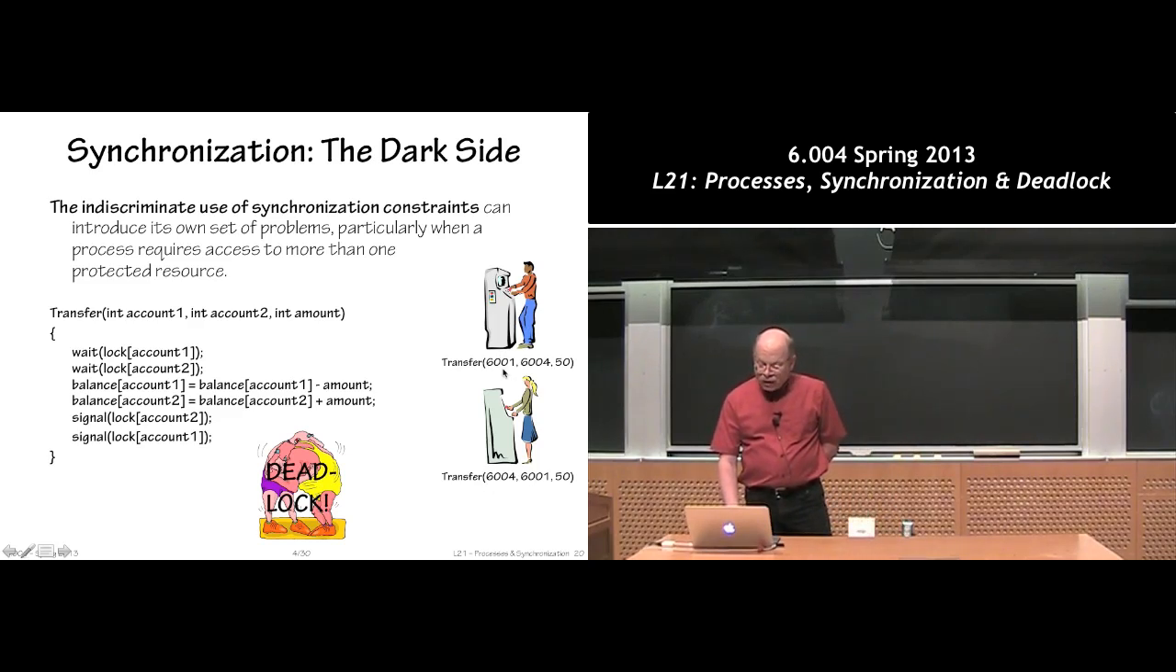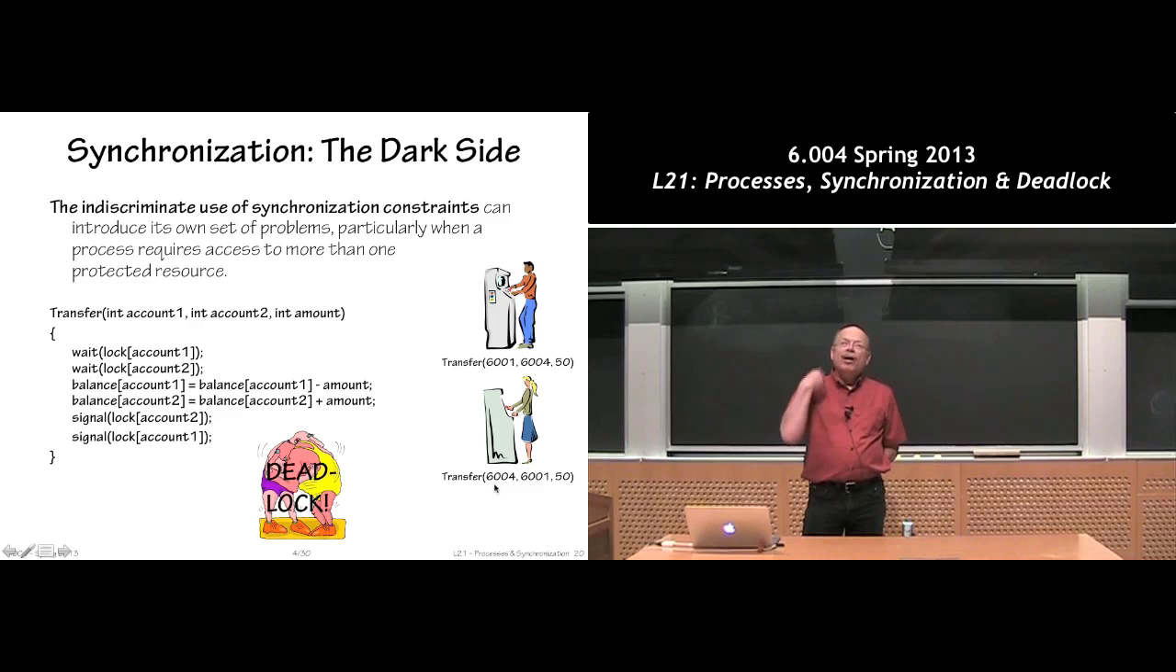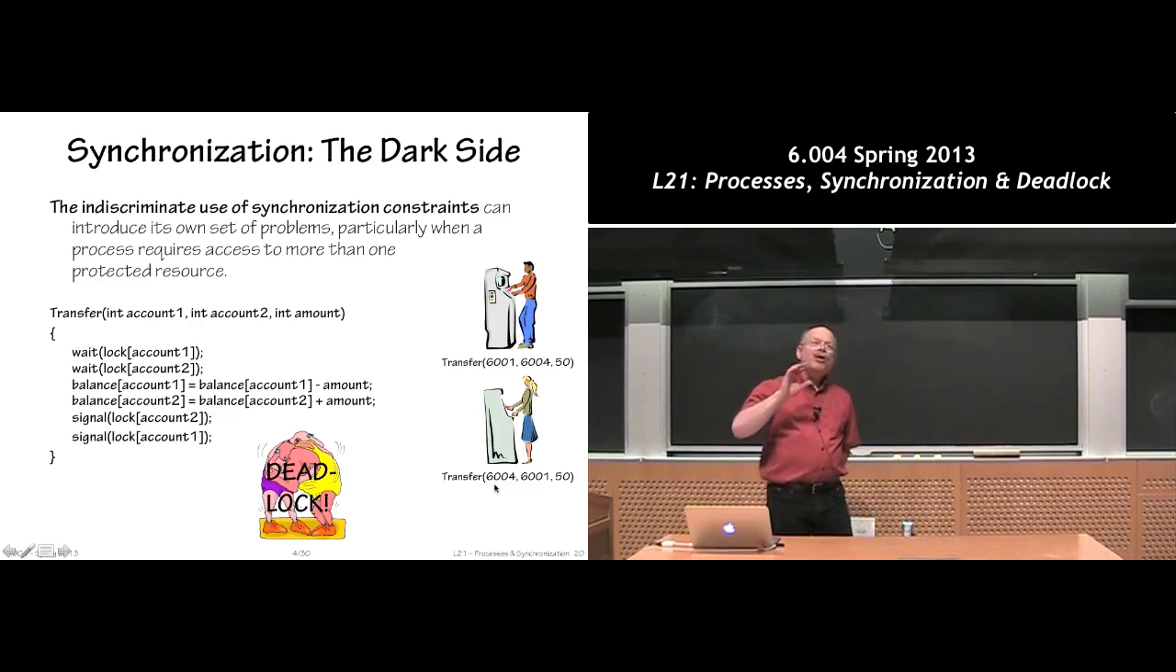The first argument here is 6001. Second argument here is the first argument here is 6004. So imagine I'm running the code and you're running the code. So what's the first thing you do? You're this person here. So you're going to do a wait for a lock on the 6001 account. And you get it because you're not manipulating the 6001 account.